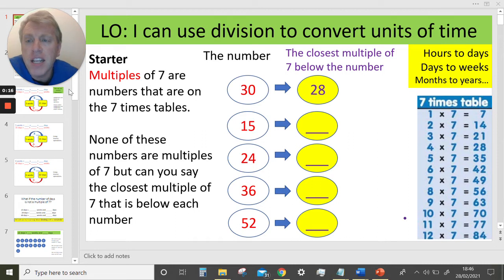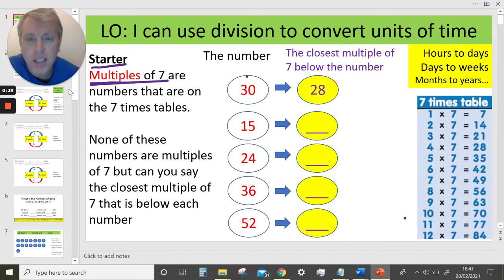But here's our starter. Before we start our main lesson, this is going to be very useful. Let's remember this word, multiples. We have been learning about that during homeschool. Multiples of 7. What does that mean? Well, multiples of 7 are numbers that are on the 7 times table.